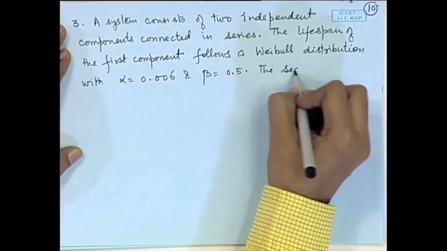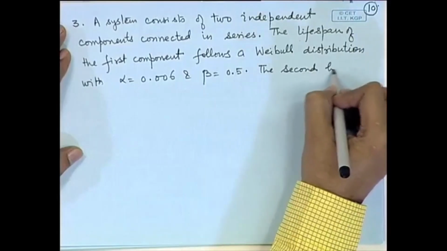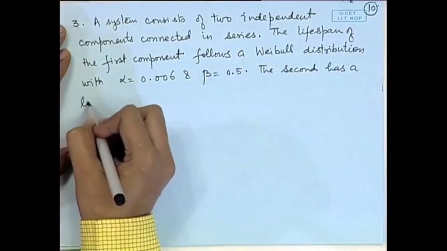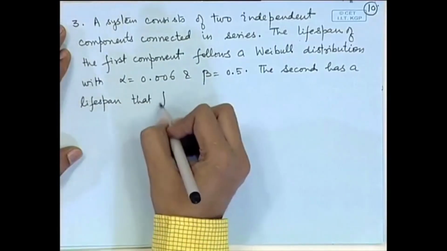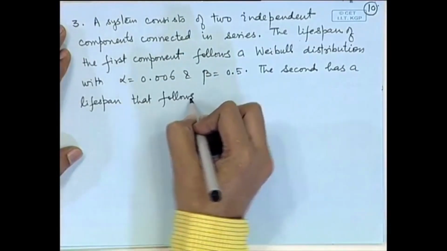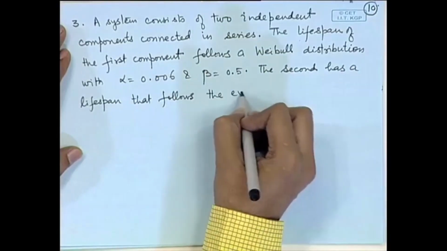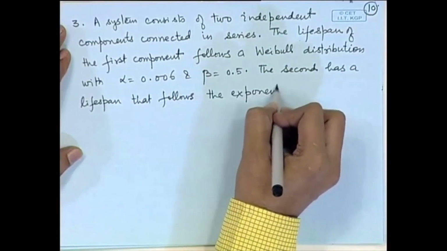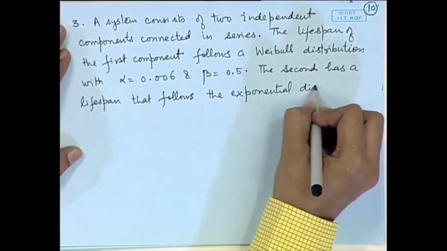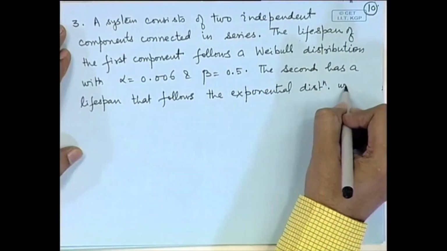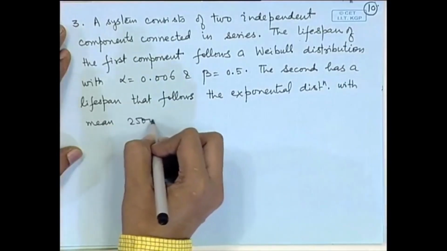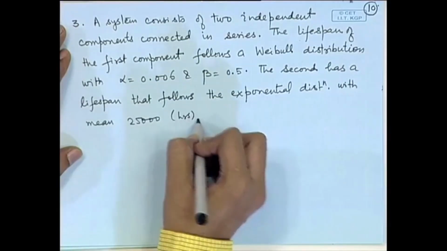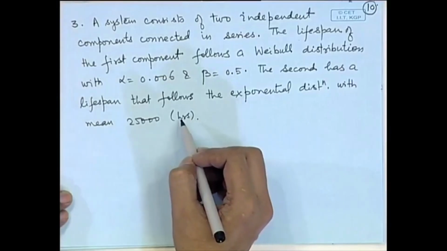The second component has a lifespan that follows the exponential distribution with mean 25,000. The unit of measure is hours.